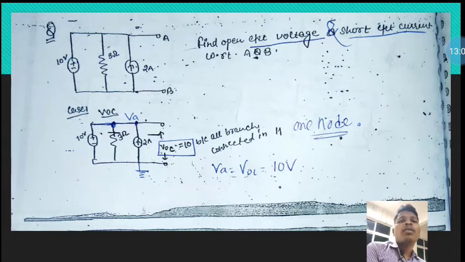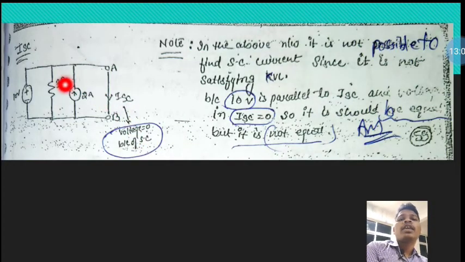Now come to the short circuit current case. If we short circuit points A and B, then the voltage across this AB is 0 now. In this case, if we are short circuiting this element, our KVL case is not satisfied, because this voltage source should be equal to this voltage source, and this should be equal to this voltage source, but they are not the same because it is short circuited. So the voltage across this is 0.